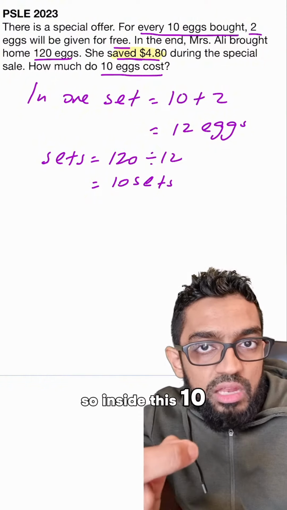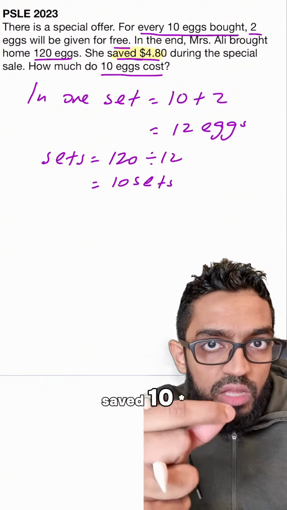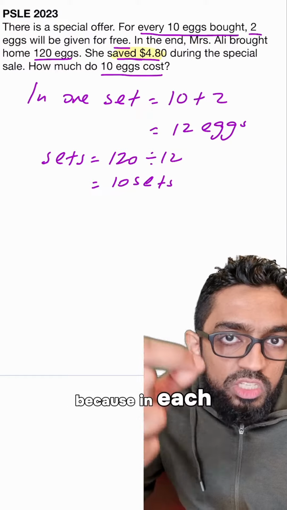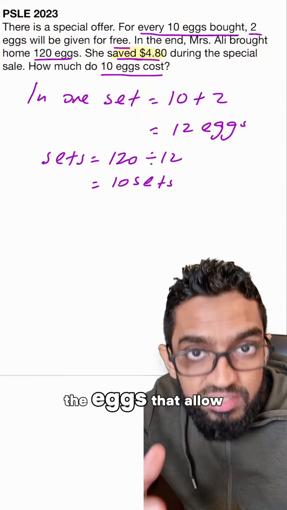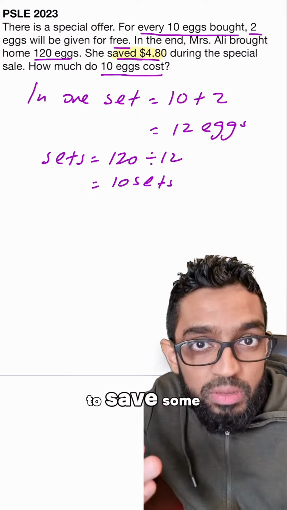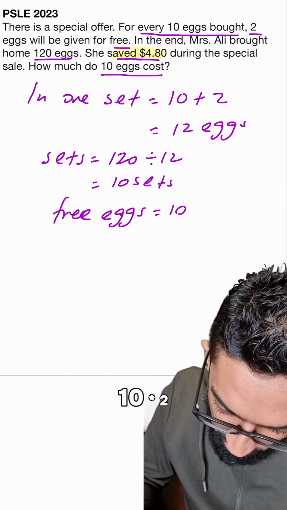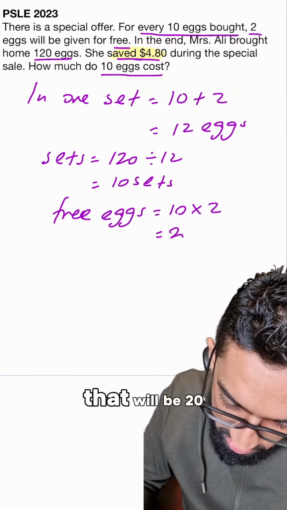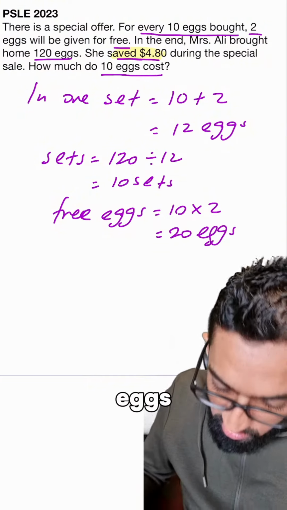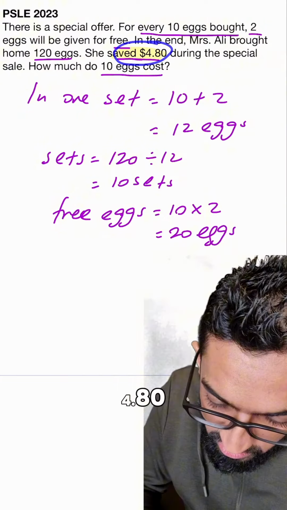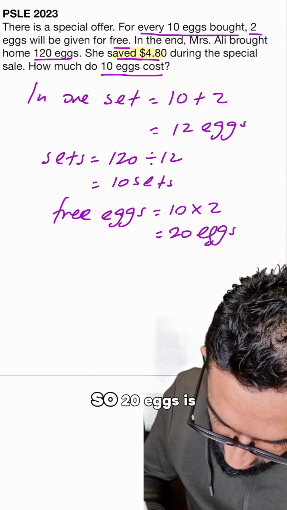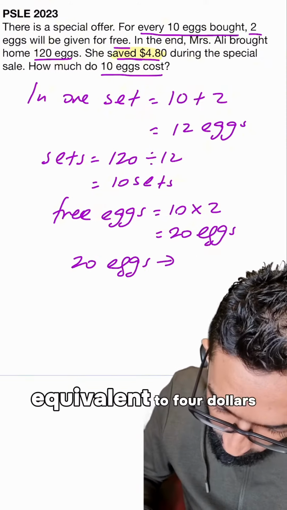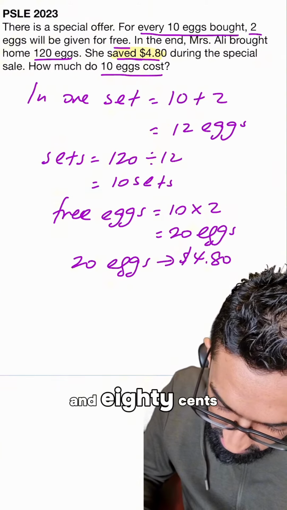So inside these 10 sets, she would have saved 10 times 2 eggs. Why? Because in each set, she would have gotten 2 free eggs. And that is the eggs that allowed her to save some money. So free eggs, 10 times 2, that will be 20 eggs. And her savings is given at $4.80. So because of the 20 eggs, she saved $4.80. So 20 eggs is equivalent to $4.80.